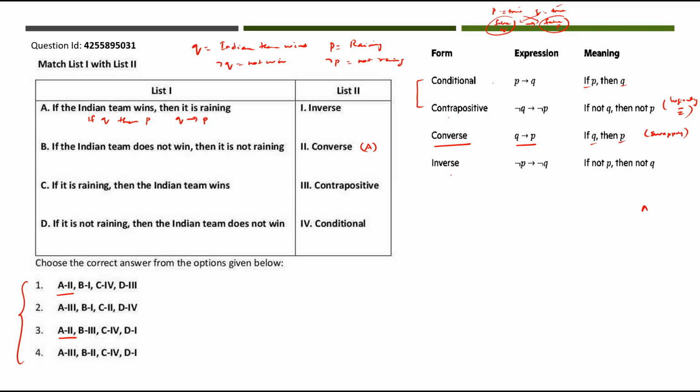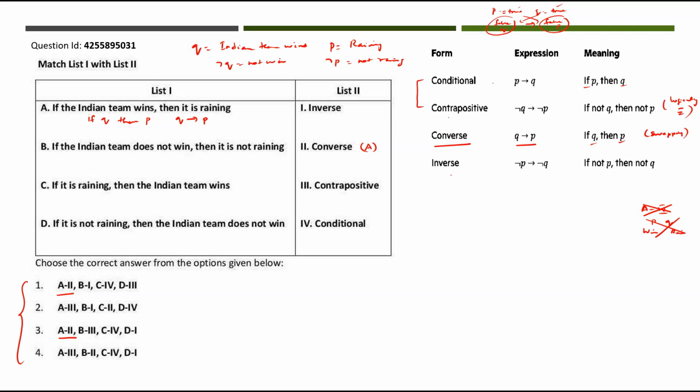Since we don't have the combination of A4, we are ruling out P as Indian team winning and Q as raining. We are not selecting it because we are not given A4 as the option in any of the listed options 1, 2, 3, 4 here. That's why we are taking Q is equal to Indian team wins and P is equal to raining.